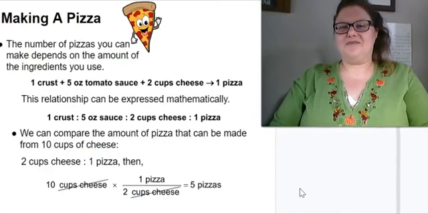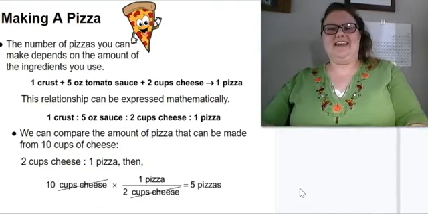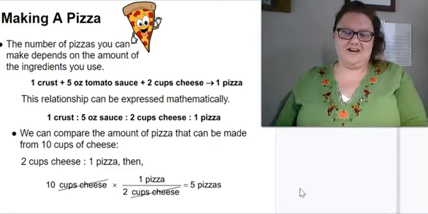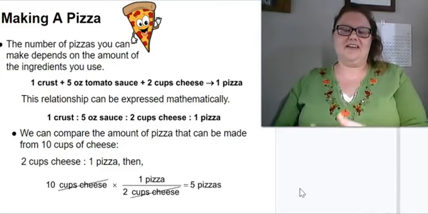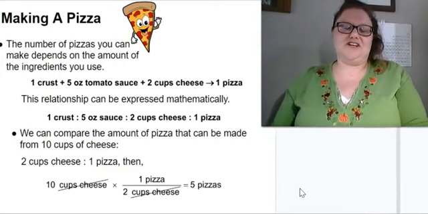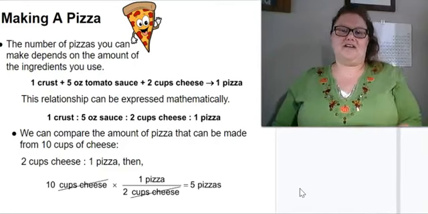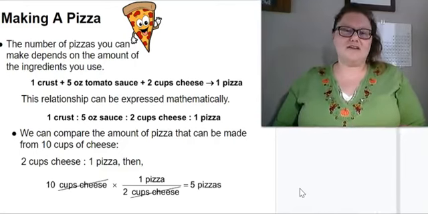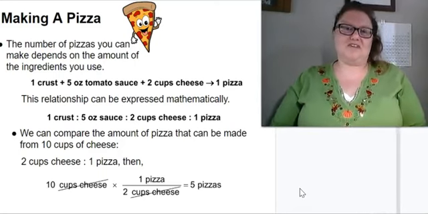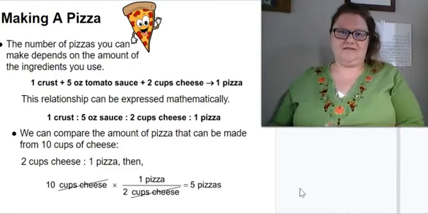Let's take a break and make my favorite food, pizza. So an example of stoichiometry using something you're familiar with is right here. Let's say that the number of pizzas you can make is dependent on how much of each ingredient you have. For this example, our pizza has to have 1 crust, 5 ounces of tomato sauce, and 2 cups of cheese. That together will make 1 pizza.